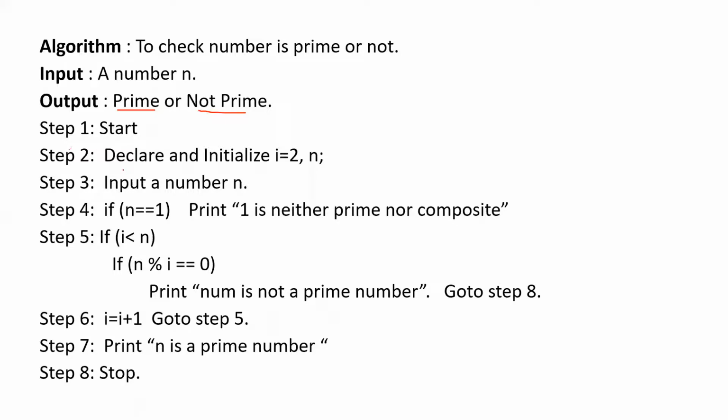Now, first step is you will be declaring and initializing the variables. N is the variable which is used to accept the number, and I is the variable which is used to do the division or the mod operator with the N. So I value, as I told, we are initializing with the 2. We are not starting with the 1. Is it clear? Then in the next step, we are accepting the number.